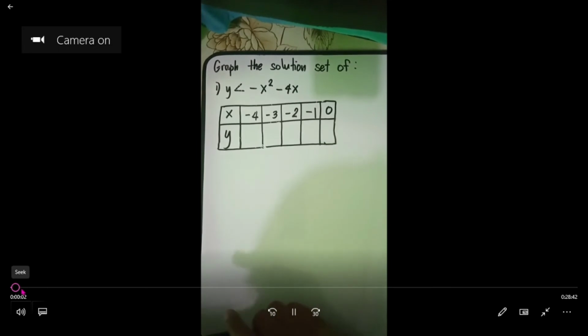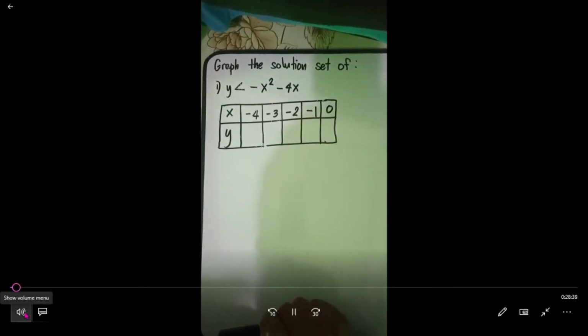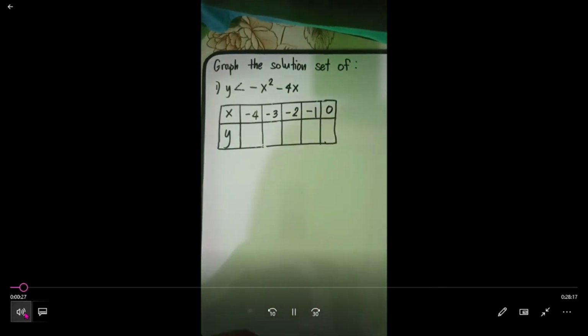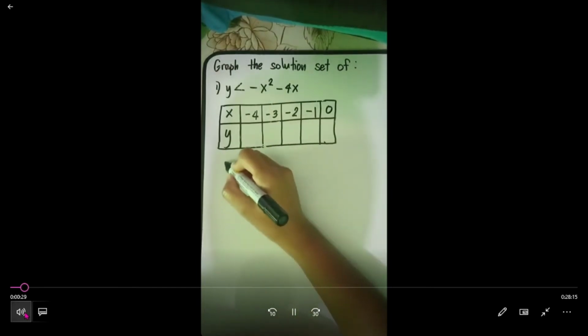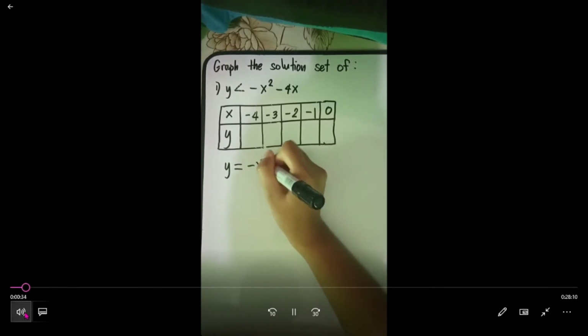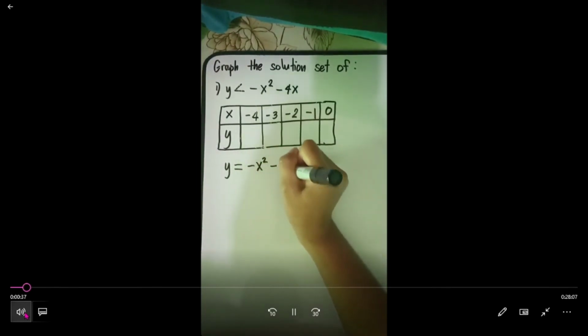Okay, so now let us graph the solution set of y is less than negative x squared minus 4x. So what is the first step that we should do in solving this quadratic inequality in two variables? First, we are going to write the inequality as an equation. So our y would become equal to negative x squared minus 4x.